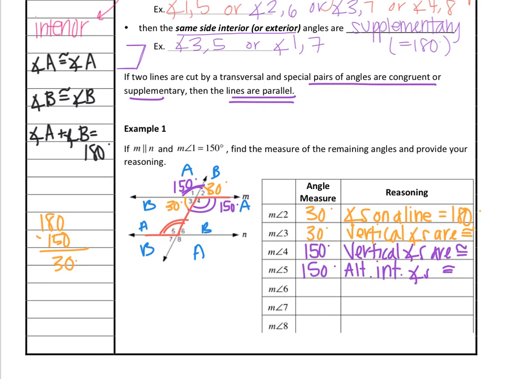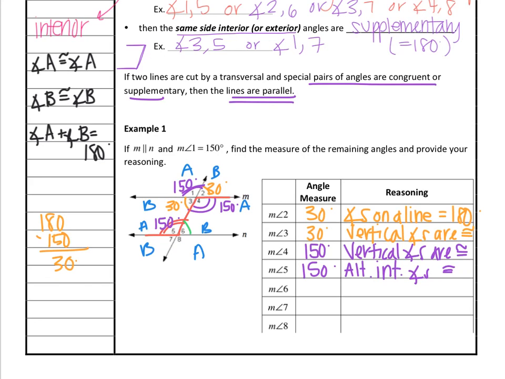Okay, from here we're going to find out what the measure of angle 6 is. Now we could certainly take 5 and 6 and say, oh yeah, they add up to 180, and so on. But I don't want to do that. I want to force you to use some of the new vocab words that we've just learned.